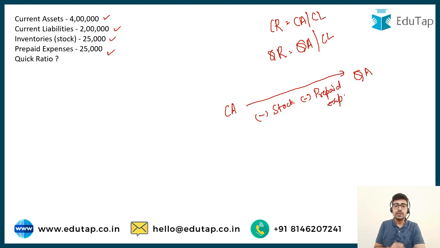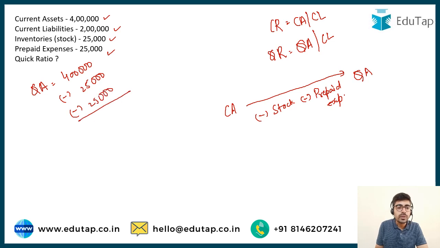So what we have to do here is compute the figure of quick assets, and this is going to be how much? Current assets, that is 4 lakh. We have to subtract 25,000 of inventory and we have to subtract 25,000 of prepaid expenses. So this is going to be 3,50,000.